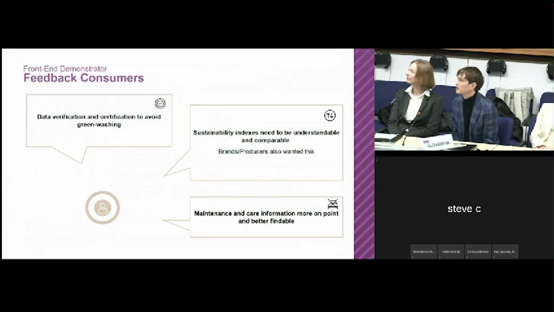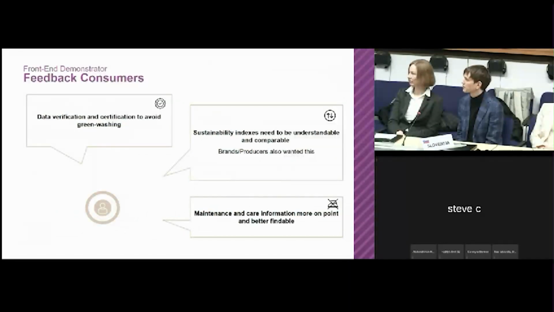On the one hand, we got the information from consumers that the information is very helpful, but they are afraid that it's used as greenwashing, so they really wish for data verification and certification about sustainability performance. For them, it's also important that sustainable and social performance indicators are understandable and comparable to other products.